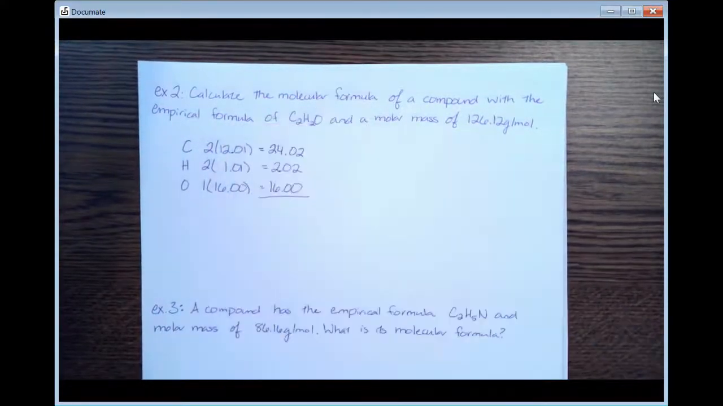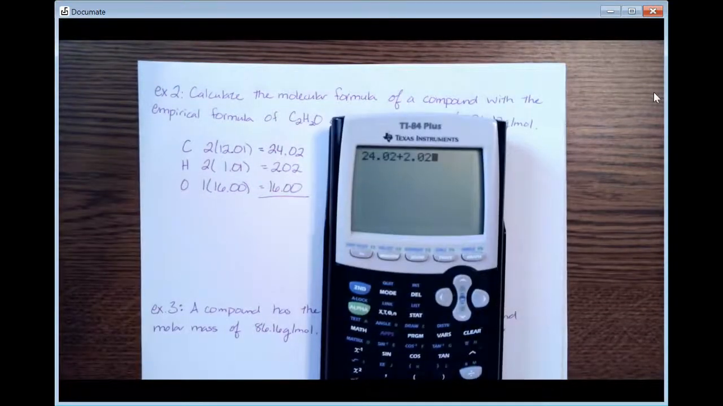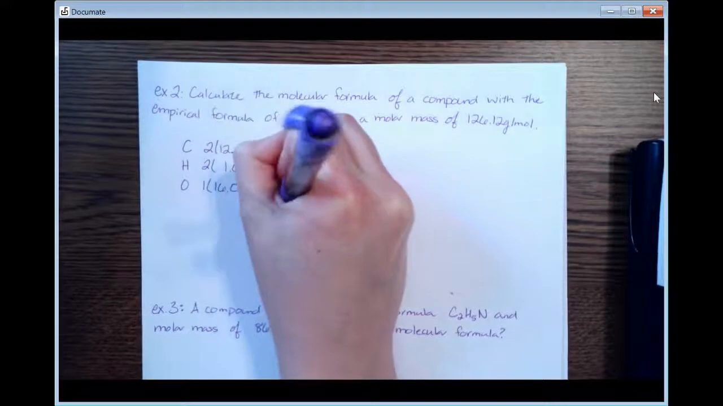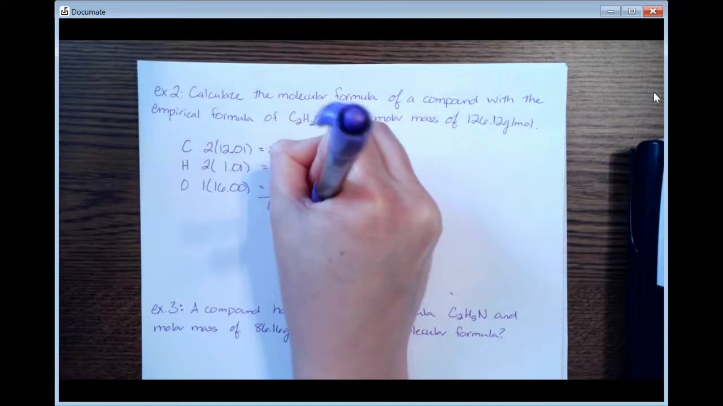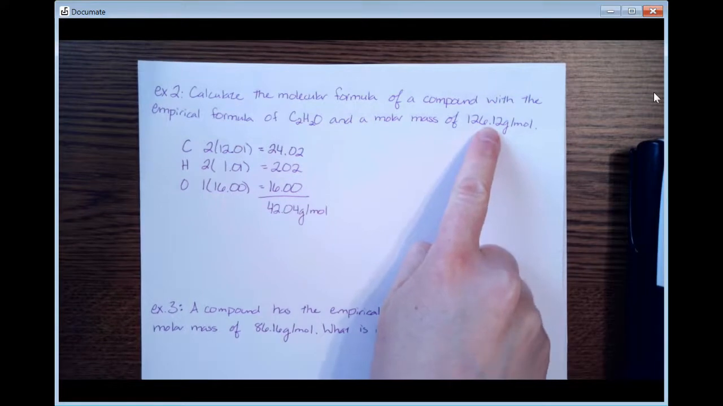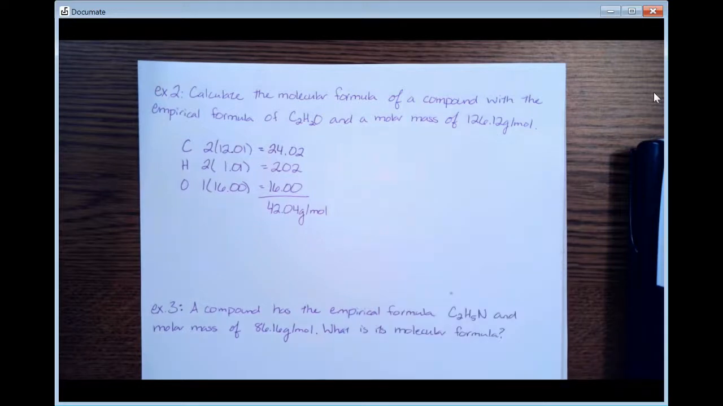So to find the molar mass of the whole compound, I'm going to add up the molar mass of each of those components. So 24.02 plus 2.02, and then plus 16. So that gives me a molar mass of 42.04 grams per mole. Okay, and when I compare this value to the molecular formula molar mass, which is 126, I see they're not the same. I'm guessing it's going to be about 3, but let's go ahead and actually check it out.